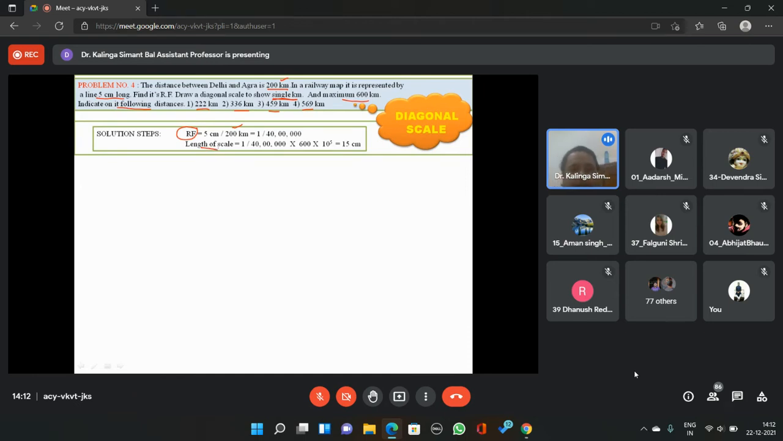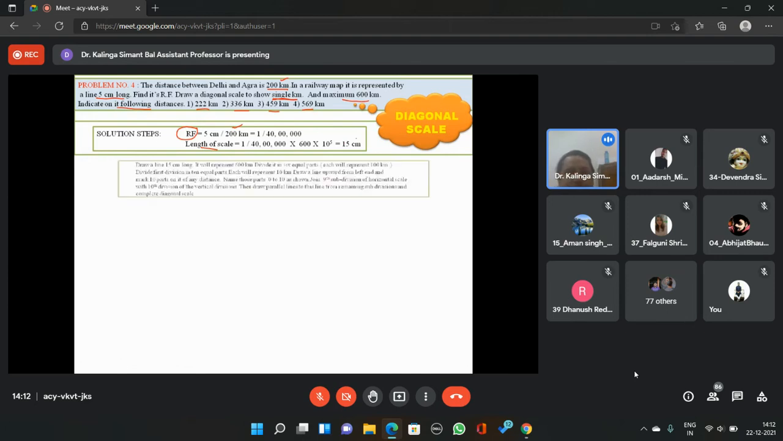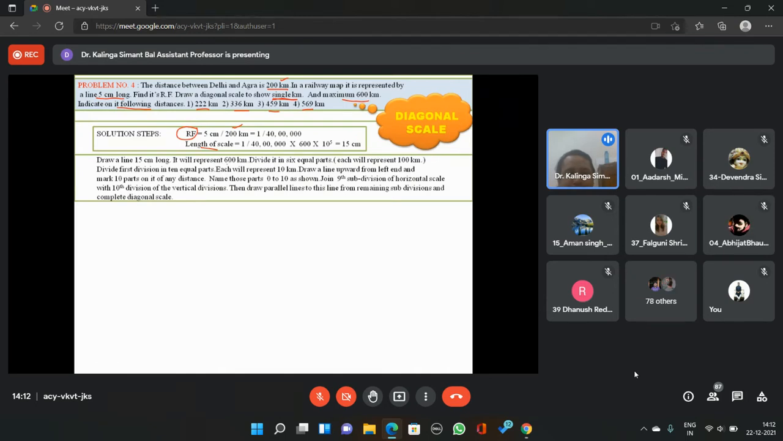Now, the length of scale is the representative fraction, 1 by 40 lakhs, into the distance we have to represent, which is 600 kilometers, converted into centimeters by multiplying by 10 to the power 5. So it becomes 15 cm. Now we have the length of scale as 15 cm, and this 15 cm scale will be used to represent the 600-kilometer line. On that line, we will be representing 222, 336, 495, 459, and 569.